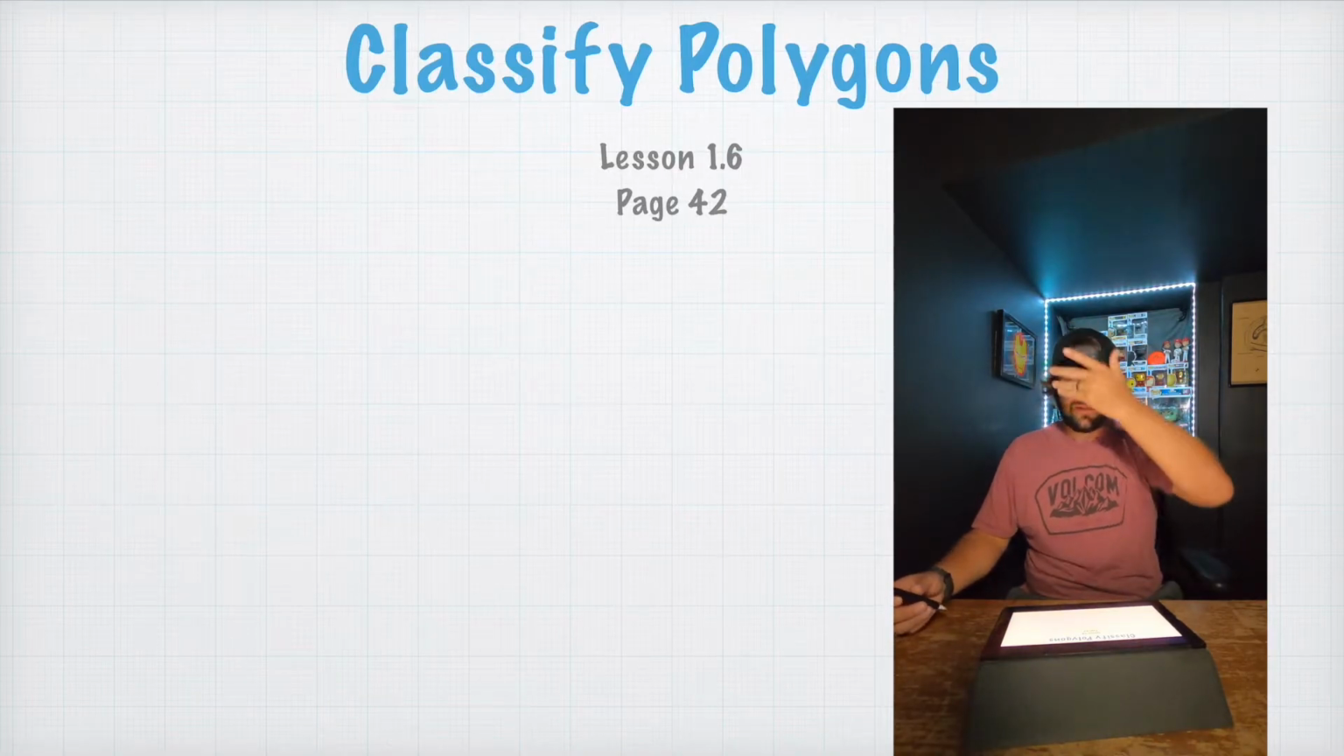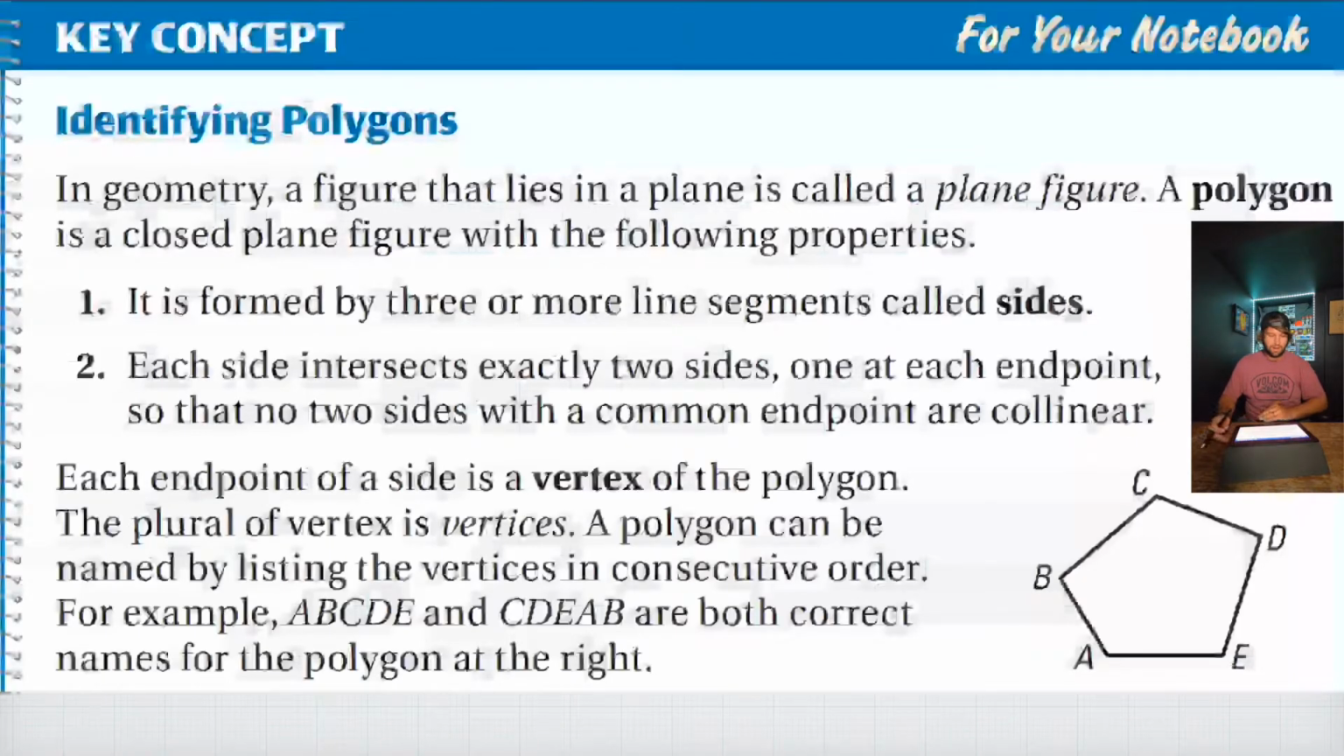Alright guys, let's get started. Classifying polygons. First off, we gotta learn how to identify a polygon. In geometry, a figure that lies in a plane is called a plane figure. A polygon is a closed plane figure with the following properties. It is formed by three or more line segments called sides. Each side intersects exactly two sides, one at each endpoint, so that no two sides with a common endpoint are collinear. Each endpoint of a side is a vertex of the polygon.